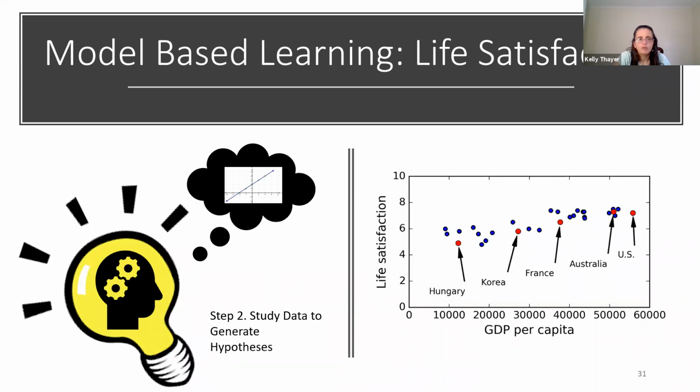Okay, so then getting back to our model-based learning with life satisfaction, we could study some data to get some hypothesis. So we're thinking here and say, oh, maybe it's linear. Maybe people's life satisfaction is directly proportional to the amount of money that they have. So let's make a graph. Here's life satisfaction on one axis and the GDP per capita on the x-axis, and then we plot the graph.